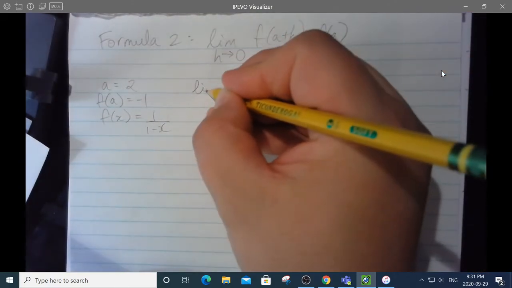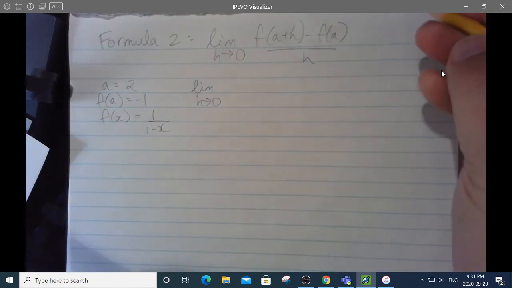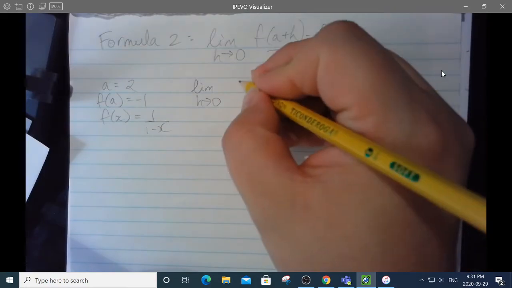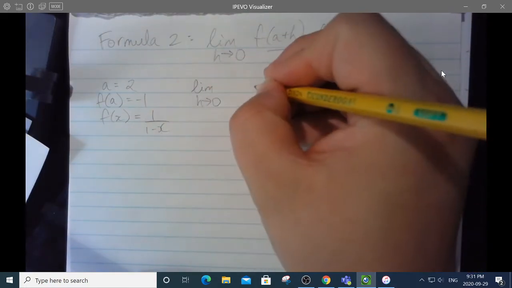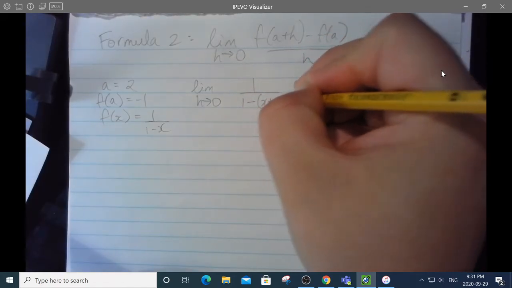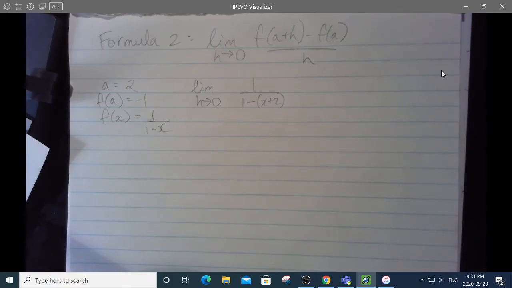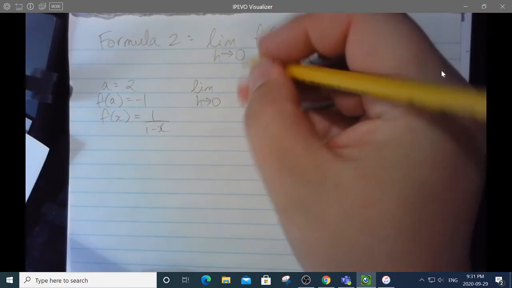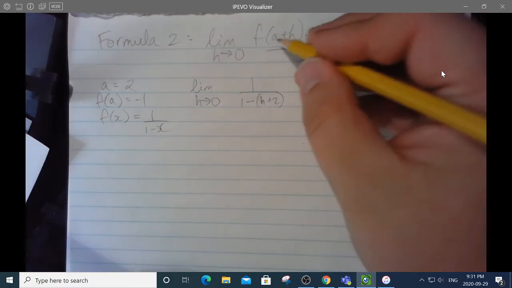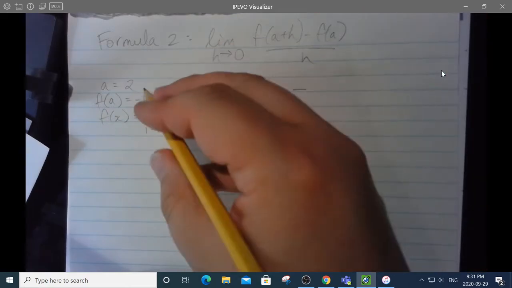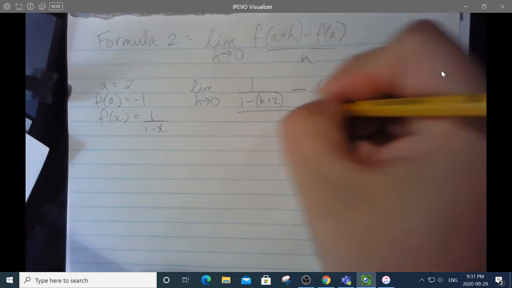So it's the limit as h approaches 0 of f of a plus h. So if a is 2, I have h plus 2. So that's f of h plus 2. And here's f of x. So that's 1 over 1 minus x plus 2. Or sorry, x. What am I doing? X. H. Sorry, h plus 2. There we go. Sorry. A plus h, and a is 2, so that's h plus 2. If you were to put 2 plus h, it's the same thing. Minus f of a, which we already know is -1, and that is all over h.